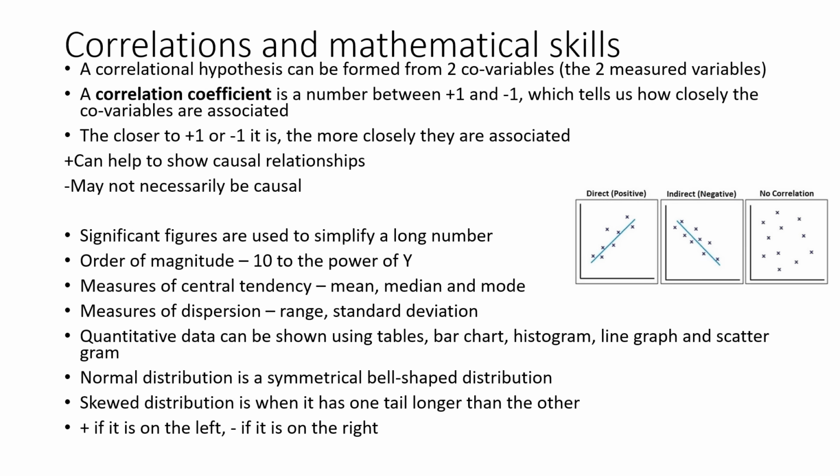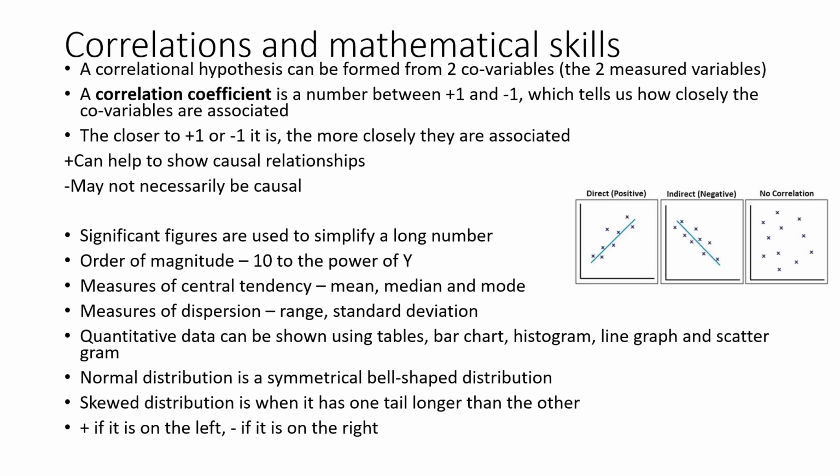Correlations and mathematical skills. A correlational hypothesis can be formed from two co-variables. These are the two measured variables. A correlation coefficient is a number between +1 and -1, which tells us how closely the co-variables are associated. The closer it is to +1 or -1, the more closely they are associated. It can help to show causal relationships, but they may not necessarily be causal, they just happen to fit.